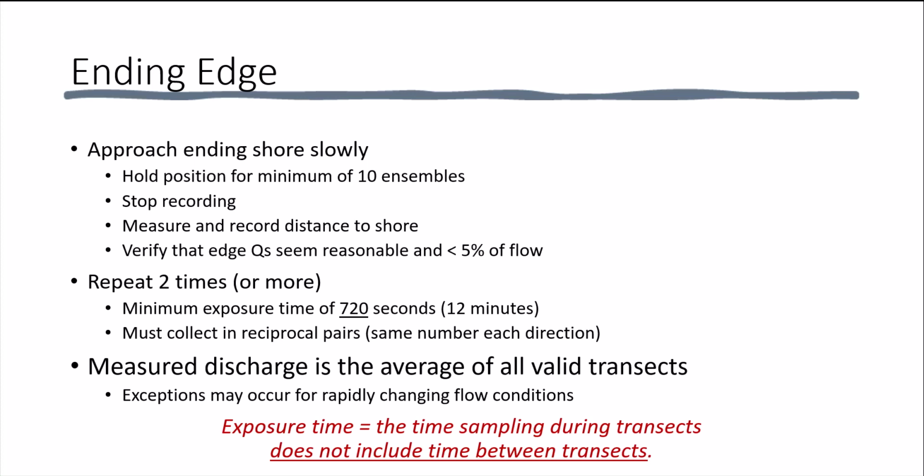The minimum exposure time for a measurement is recommended to be 720 seconds, which only includes the sampling during the transects, not the time between the transects. Also, in addition to collecting for 720 seconds, the transects must be collected in reciprocal pairs. There should be an even number of transects with the same number collected in each direction. The measurement discharge is the average of all valid transects. Exceptions to these recommendations may be necessary when measuring in rapidly changing flow conditions or in extremely low flow conditions.